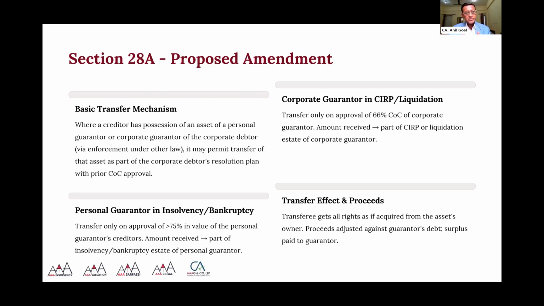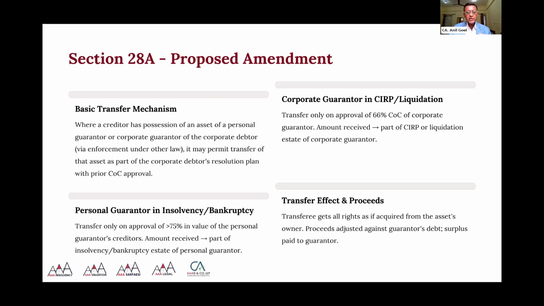However, in case that asset is covered in the personal insolvency of the grantor, then 75% of the creditors of that person will approve that this asset can be taken as part of the CIRP of the company. 75% of creditors will decide. They will also decide the value. They will decide how the value will be determined. They will agree on the value.